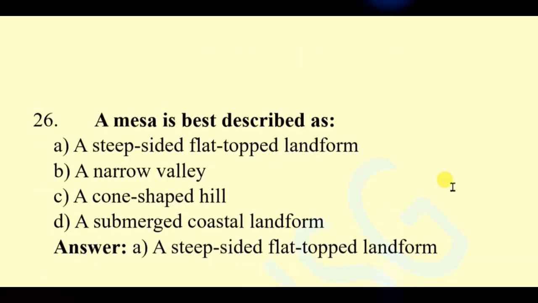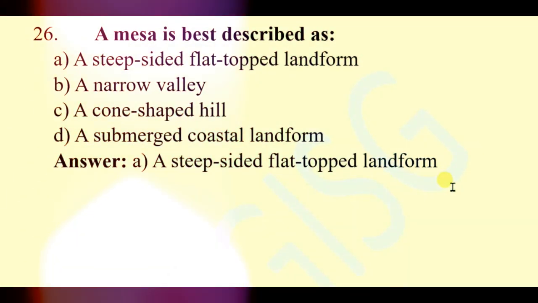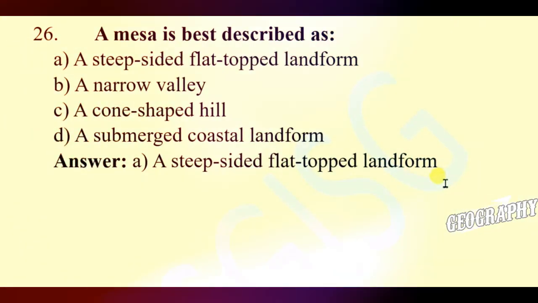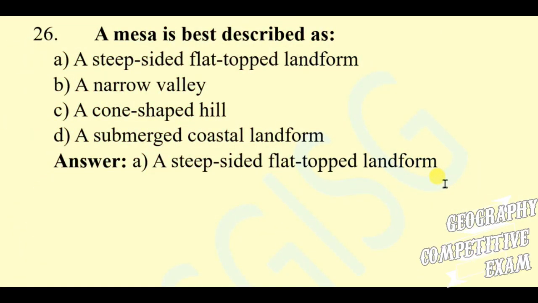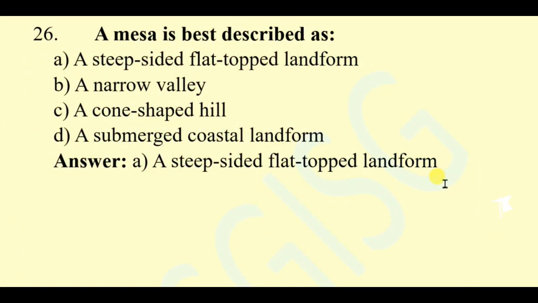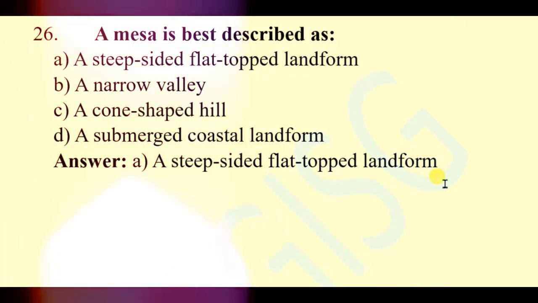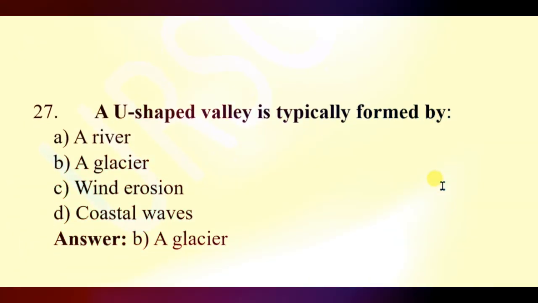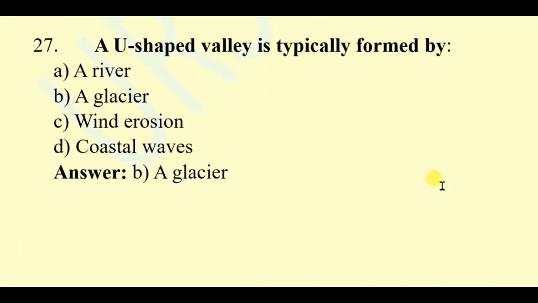Landforms and relief features. A mesa is best described as a steep-sided, flat-topped landform, a narrow valley, a cone-shaped hill, a submerged coastal landform. So the right answer will be a steep-sided, flat-topped landform. Question 27. A U-shaped valley is typically formed by a river, glacier, wind erosion, coastal waves. Here the right answer will be glacier. V-shaped valley created by river.